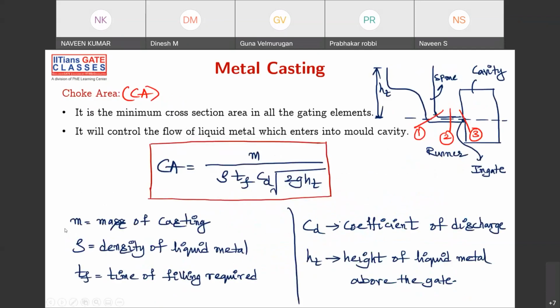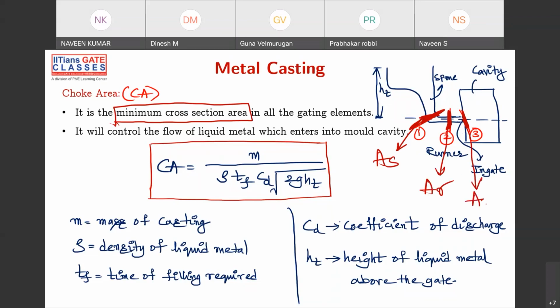Next, choke area. Now, to remember this, there's a very big formula. Please remember, choke area is nothing but the minimum cross section area in all the gating elements. So it might be at the end of the sprue, or the runner cross section, or the in-gate cross section. Here we have the area of the down sprue cross section, this is the area of the runner cross section, and this is the area of the in-gate cross section, AG.